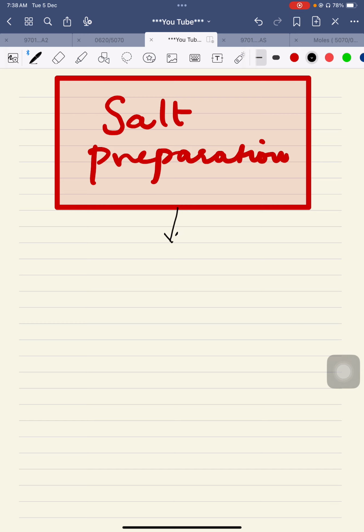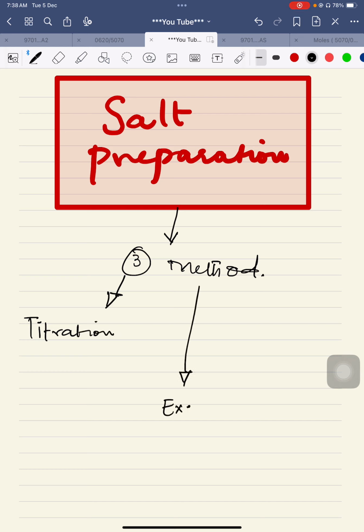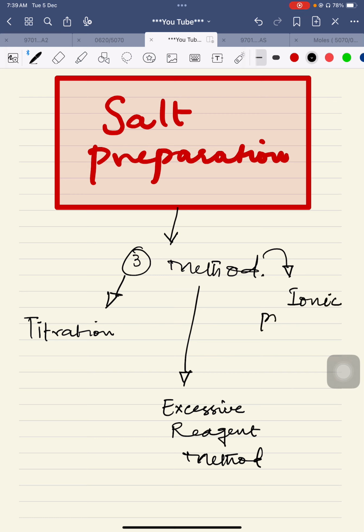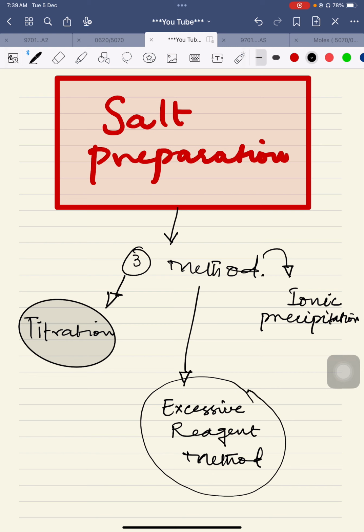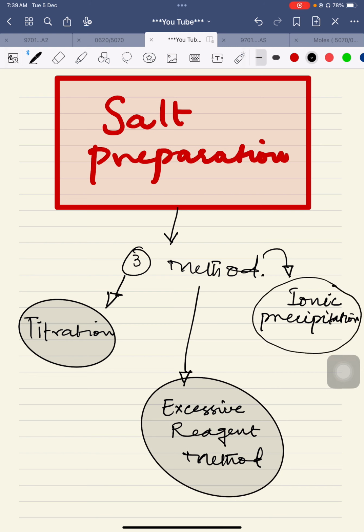Okay. So how many methods are there? Three methods for this. And what is method number one? It is called titration. Number two method is called the excessive reagent method. And number three is ionic precipitation. So right now we can see that this is called titration, this is called the excessive reagent method, and this is called ionic precipitation.